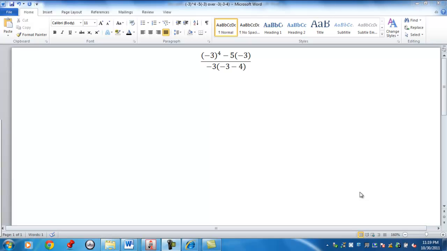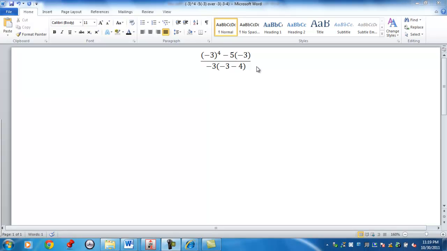Anytime that I see a fraction, what I try to do is apply the order of operations separately from the numerator and denominator. So what I would do here first, in the numerator, I would use the order of operations. There's no parentheses, so I go with the exponents.